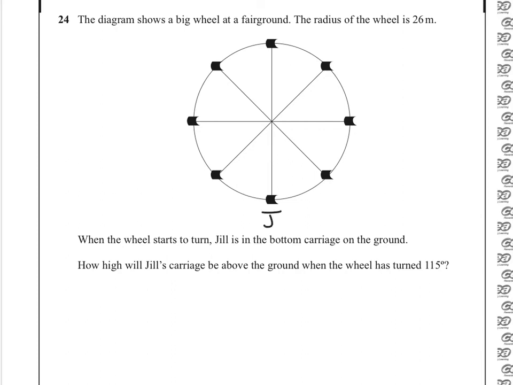Jill starts at the bottom, turns through 115 degrees. We want to know how high she is above the ground. So we have 115 degrees and the radius is 26. What we want to think about is then this is 90 to get to a quarter turn, which means that she is 25 degrees above.